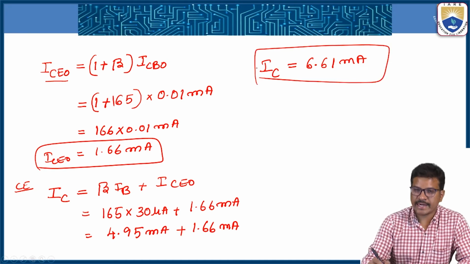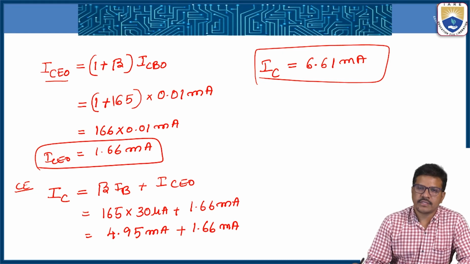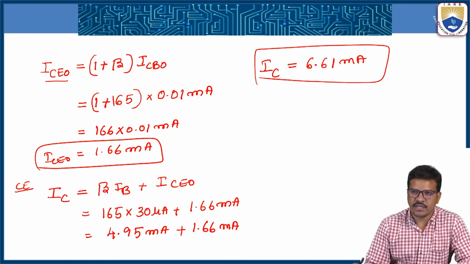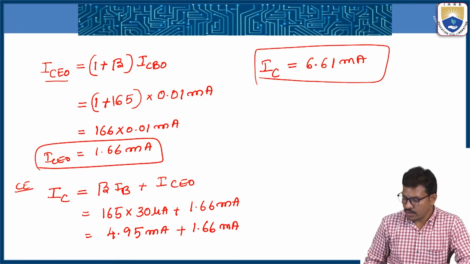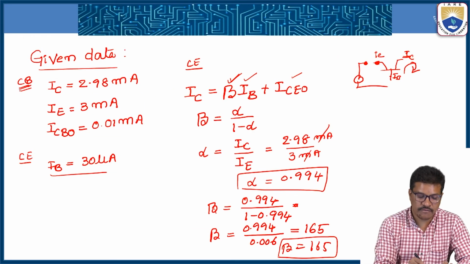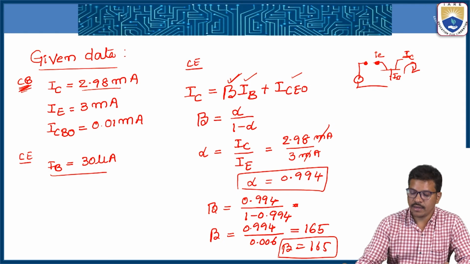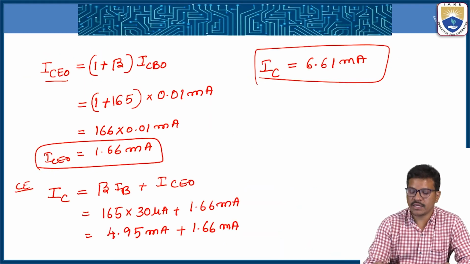This is the collector current flowing in the collector when the transistor is connected in common emitter configuration. The current flow in the transistor in common emitter configuration is 6.61 milliampere. Which current flowed when it was in common base configuration? 2.98. But when it comes to common emitter, that collector current becomes 6.61 milliampere.